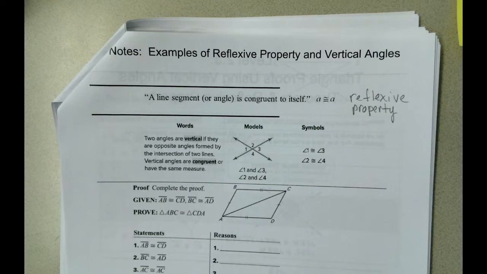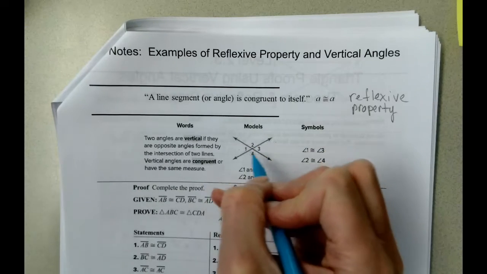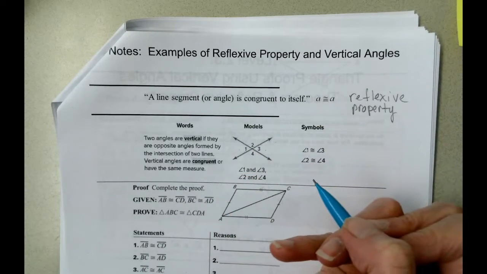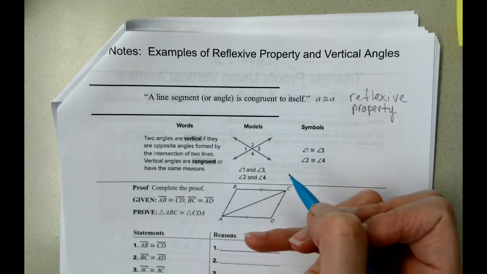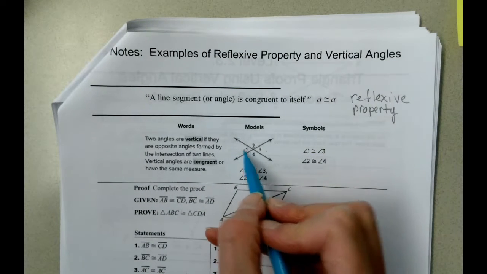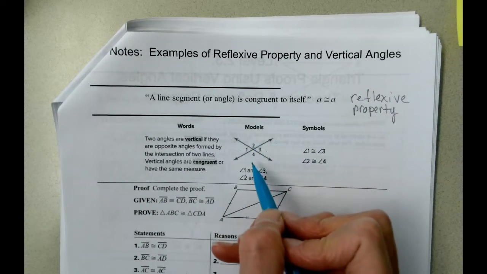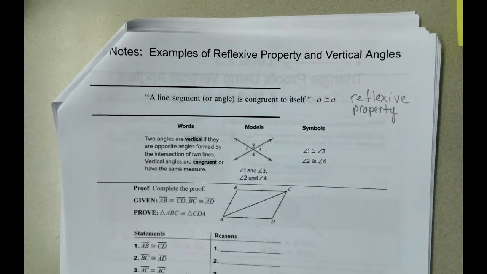And then vertical angles is our other review word here. Two angles are vertical if they're opposite angles. So like angle 1 and angle 3 are opposite of each other. They're opposite angles formed by the intersections of two lines, and vertical angles also happen to be congruent. Not only are angle 1 and angle 3 congruent, but angle 2 and angle 4 are also vertical and therefore congruent.